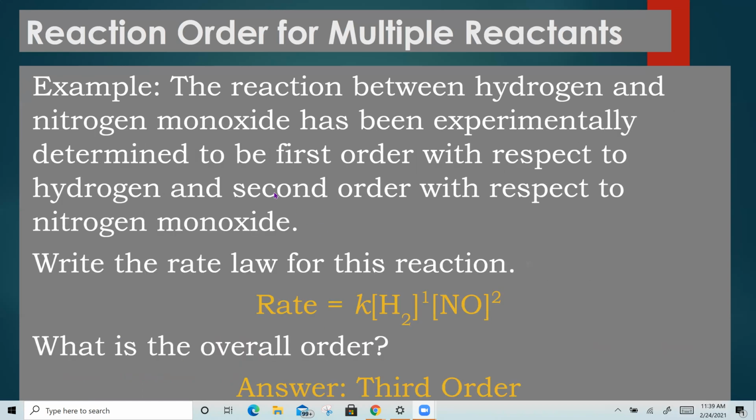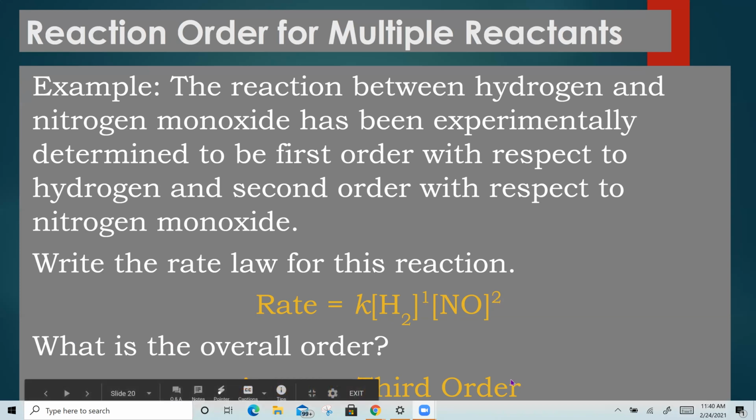Okay, let's look at this one, even though I give you the answer. The reaction between hydrogen and nitrogen monoxide has been experimentally determined to be first order with respect to hydrogen. So once again, it's k[H2] to the 1 because it's first order to hydrogen, and second order with respect to nitrogen monoxide, so [NO]^2. So this is where we're getting this from. Overall, it's 1 plus 2, or third order.